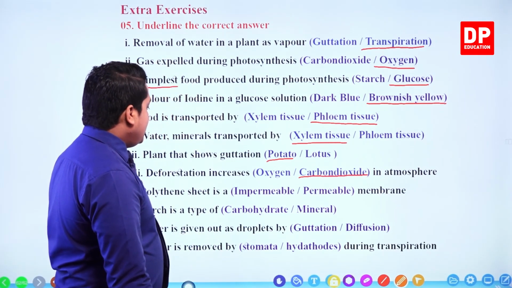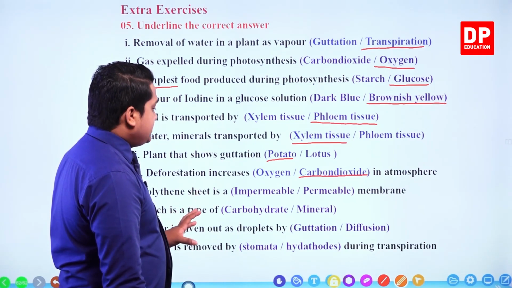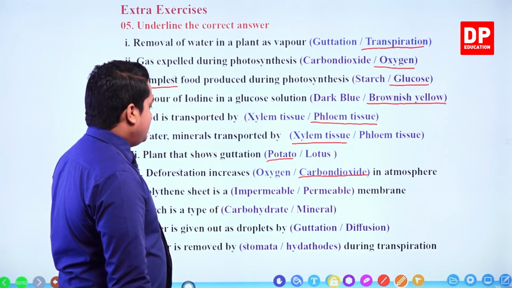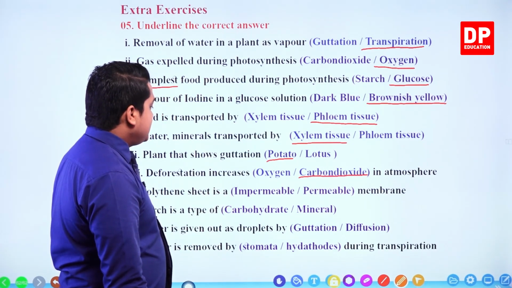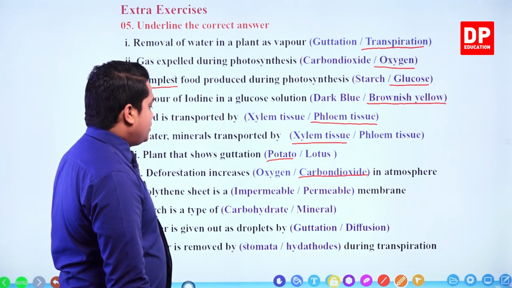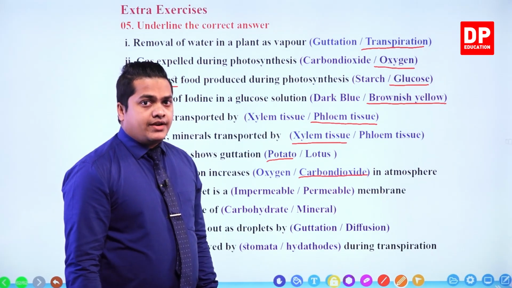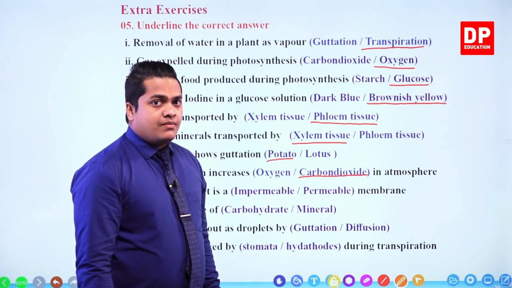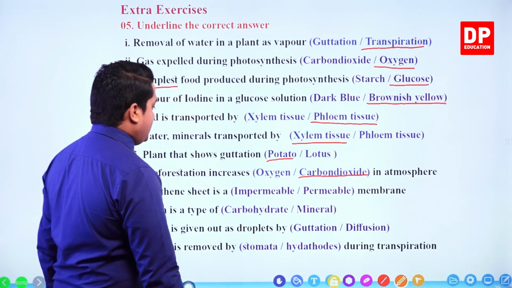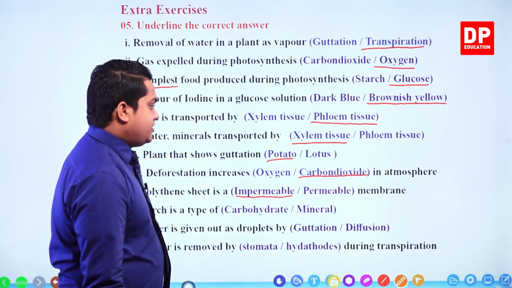Next one, polythene sheet is an impermeable or permeable membrane. So you can say that a polythene sheet is an impermeable membrane, right? It is an impermeable membrane. Polythene sheet is an impermeable membrane. So here, the answer is impermeable membrane, polythene sheet.